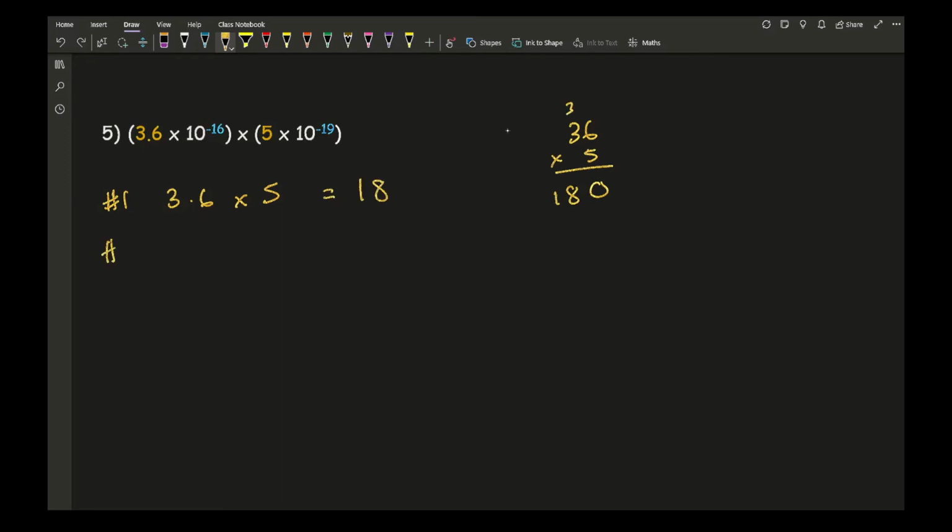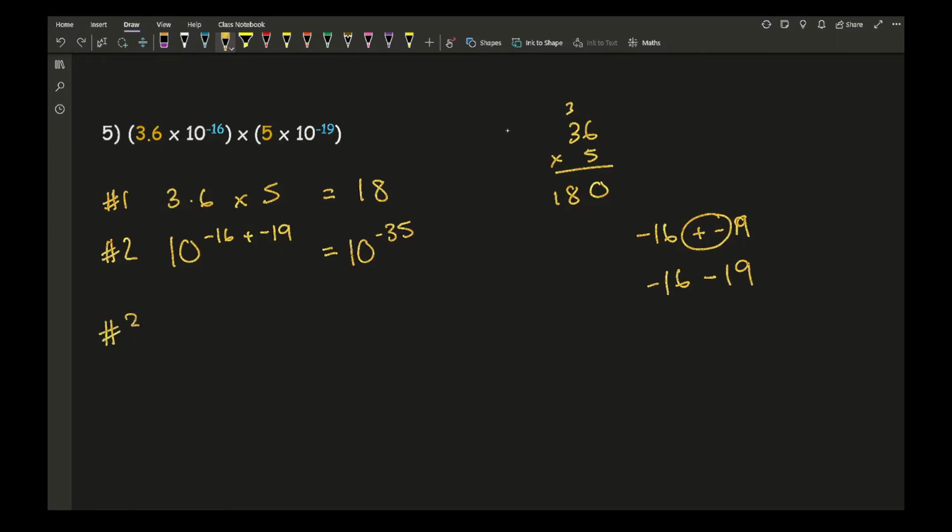And then step 2 is I've got 10 to the power of minus 16 plus minus 19. And again, minus 16 plus minus 19. A little bit weird there. A plus and a minus become a minus, so it's minus 16 minus 19, which is going to give me minus 35. So it's 10 to the power of minus 35.